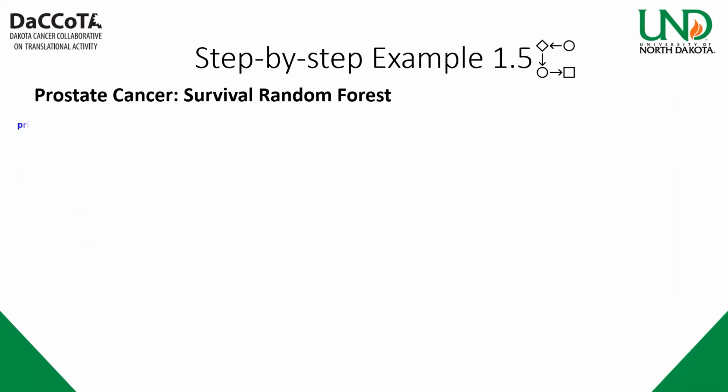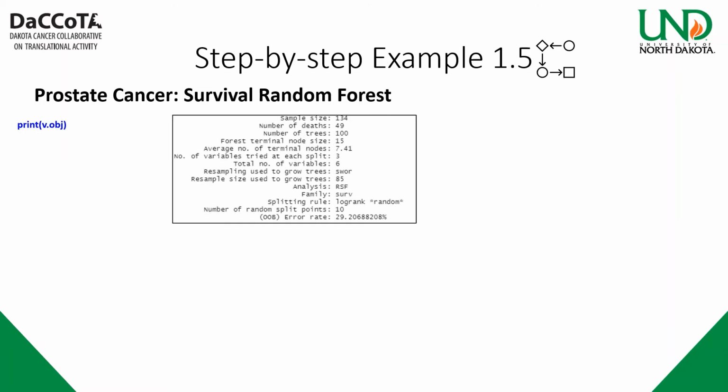For example, if we print just the summary of our object, the trees we made, we see we made 100 trees. We had a sample size of 134, deaths 49. For that, we mean prostate cancer progression. There are different statistics and stuff like this.